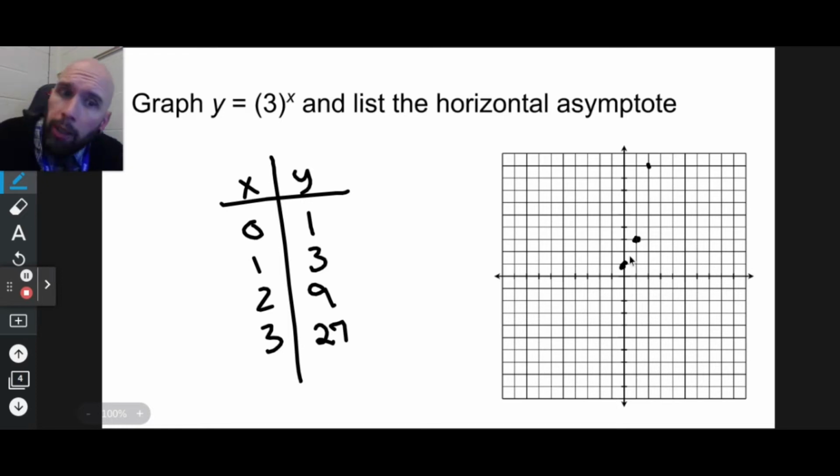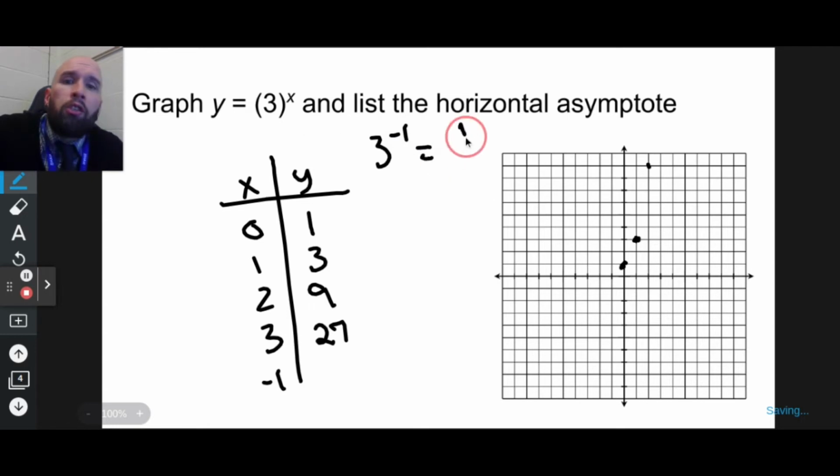But this is what I'm noticing. Every time I move right to the one to the right, I triple my value. 1 becomes 3, 3 becomes 9. So it would make sense that if I move to the left, I would take 1/3 of my value. Well, let's just make sure. If I plug in -1, this becomes 3 to the negative first power. 3 to the negative first can be written as 1/3. So what's 1/3 of 1? 1/3. So these guys get smaller and smaller.